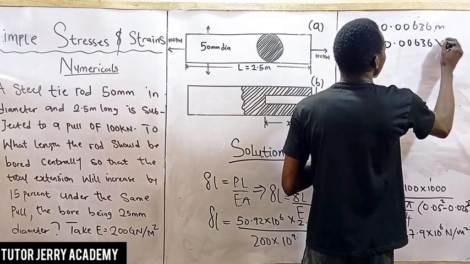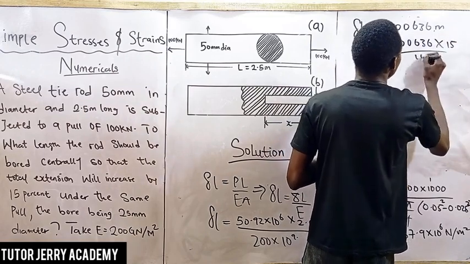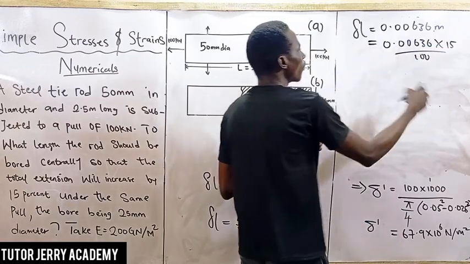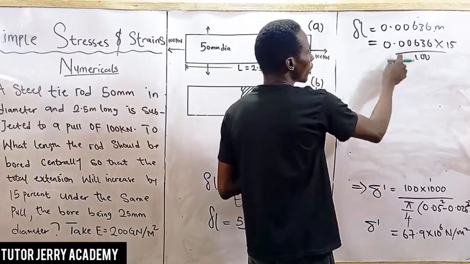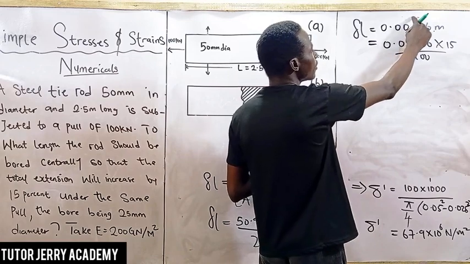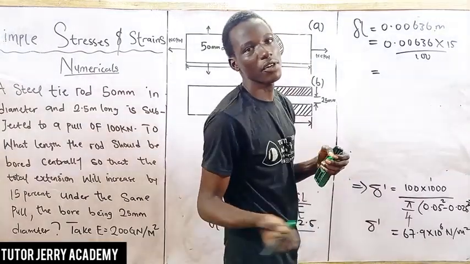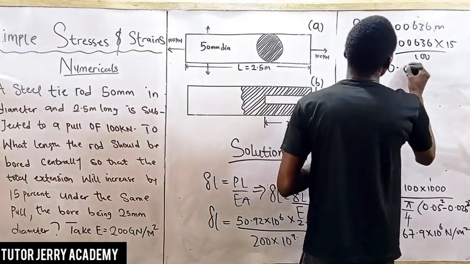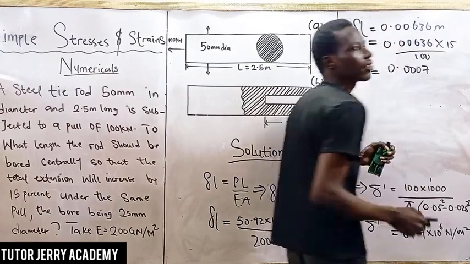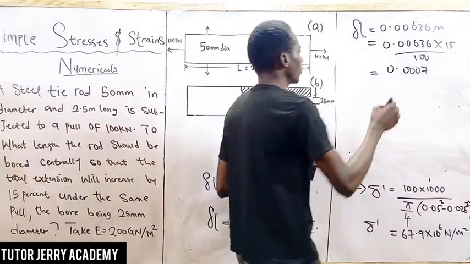0.00636 multiplied by 15 divided by 100. Of course, when we get the value of this, we are going to be adding whatever value it gives us with this. To do so, what are we going to be having? We are going to be having 0.0000731.